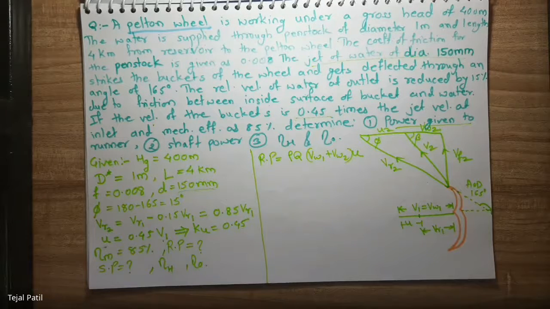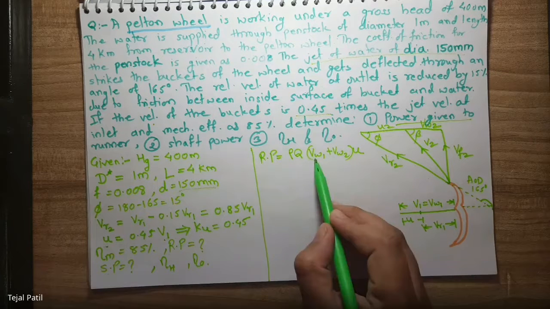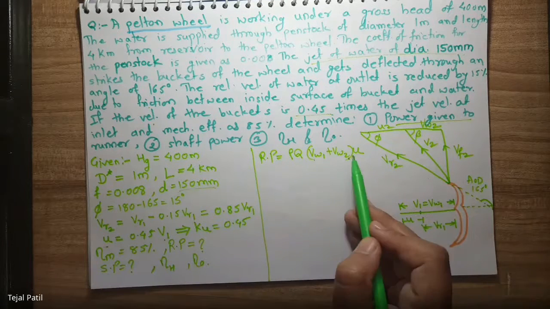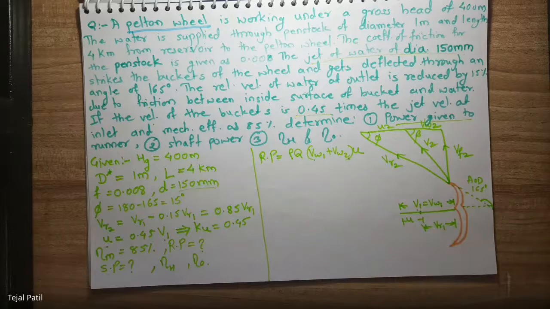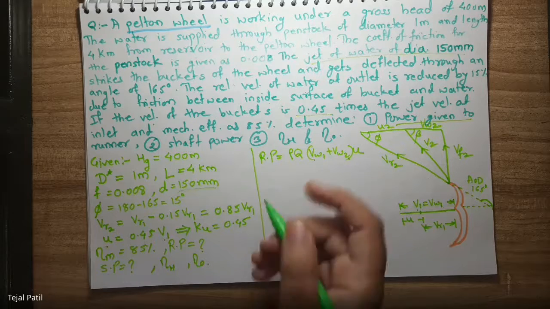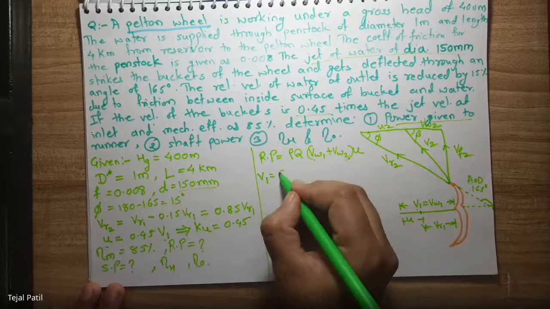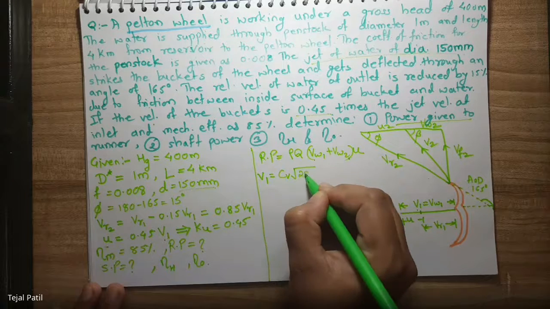So this can't be the way to find that velocity. Again VW1 and VW2 you don't know. To find VW1 and VW2 we must know V1 again. So first target is to find V1. Now how you can find V1? For that you have to think. Let's see how you can find V1. V1 is equal to what? How you can write? Cv under root of 2gH.